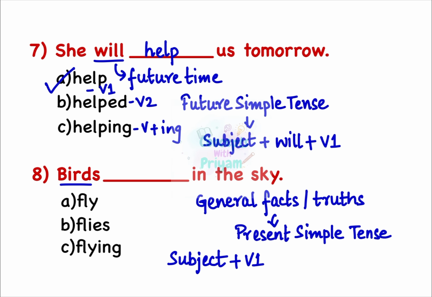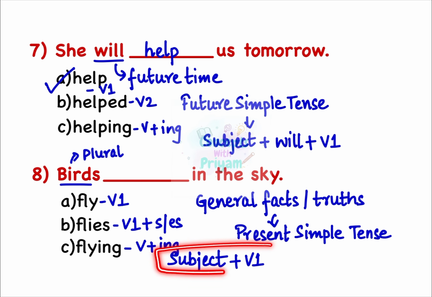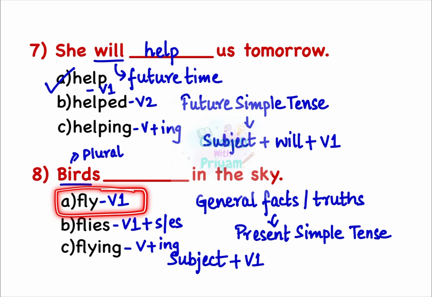Fly is verb 1, the base form of the verb. Flies is verb 1 plus s or es. Flying is ing form of the verb 1, verb plus ing. Since birds is a plural subject and the sentence follows the structure subject plus verb 1, the correct option is fly. Birds fly in the sky.